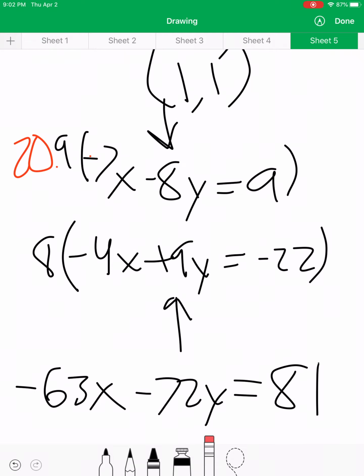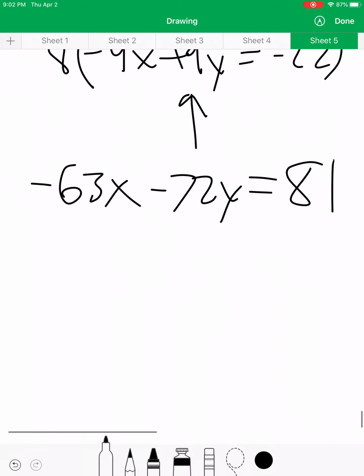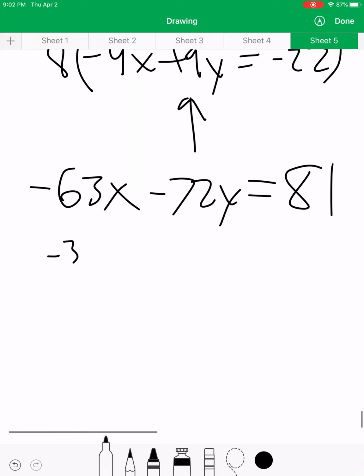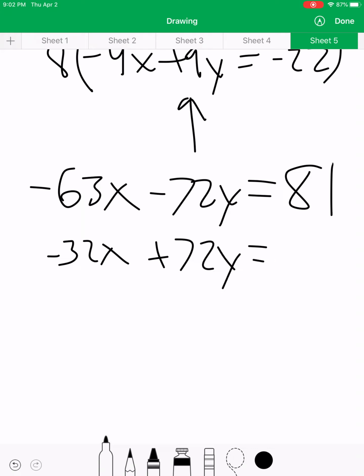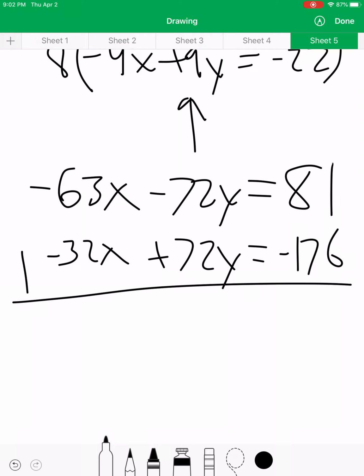Let me give myself a little space here. It'll be -32x plus 72y equals 8 times 22. I'm going to cheat real quick. 8 times 22, 176. -176. All right, now we're adding these two equations together.